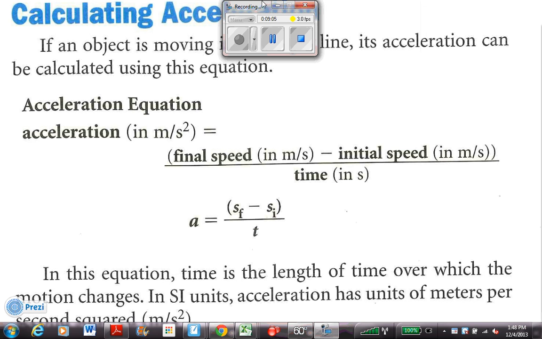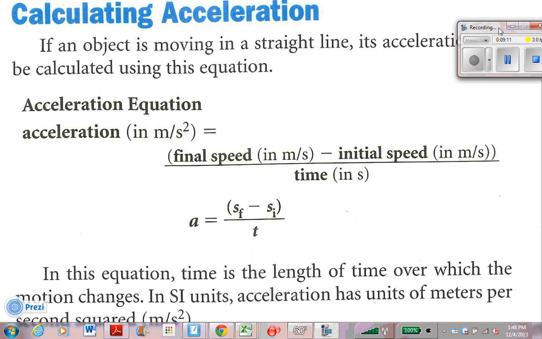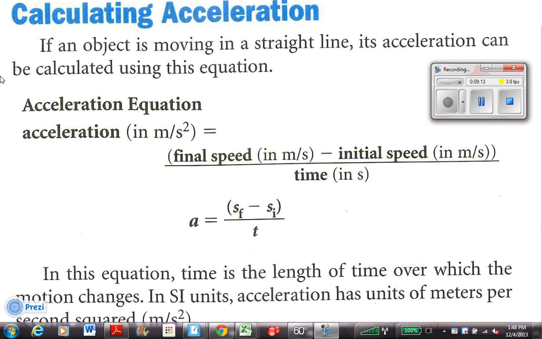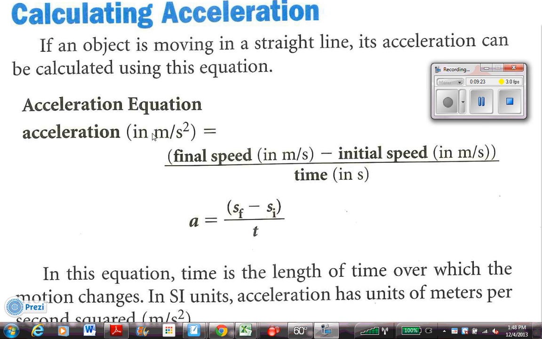Okay, I think this is where we left off. We have the heading calculating acceleration. If an object is moving in a straight line, its acceleration can be calculated using this equation. Now, this looks confusing, but it doesn't have to be. The acceleration equation: acceleration is in meters per second squared. You take the final speed minus the initial speed divided by the time.